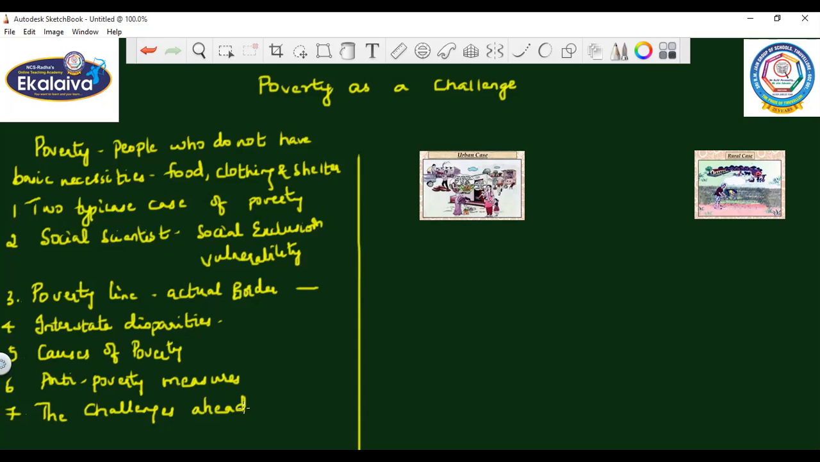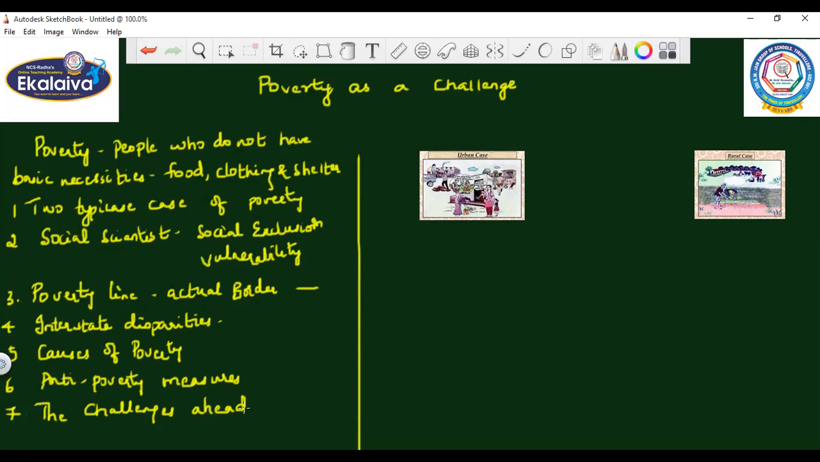So I have made it clear, I think. Children, I've given you the definition: what do you mean by poverty? And the two typical cases which we are going to study in this chapter. And of course, what the social scientist is going to say about social exclusion and vulnerability, poverty line, interstate disparities, and what poverty is and what its causes are. Finally, we can get to know the measures and the challenges ahead.